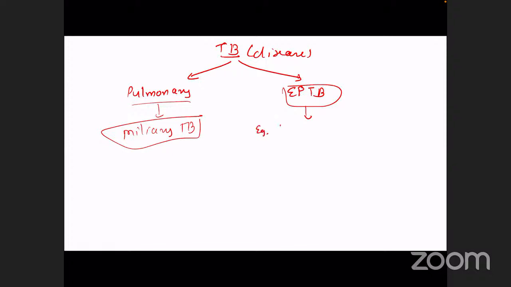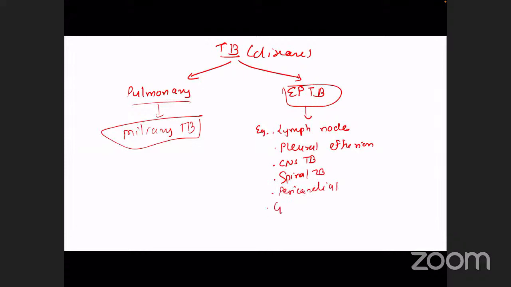So some important common examples will be lymph node TB, pleural effusion, CNS TB, obviously in multiple ways the patient may present, spinal TB. So I think spinal TB can be included in CNS TB only. Then you have pericardial involvement. Then you may have GI involvement in the form of intestinal tuberculosis or many times even ascites. So these are some of the common examples where you may get the EPTB.